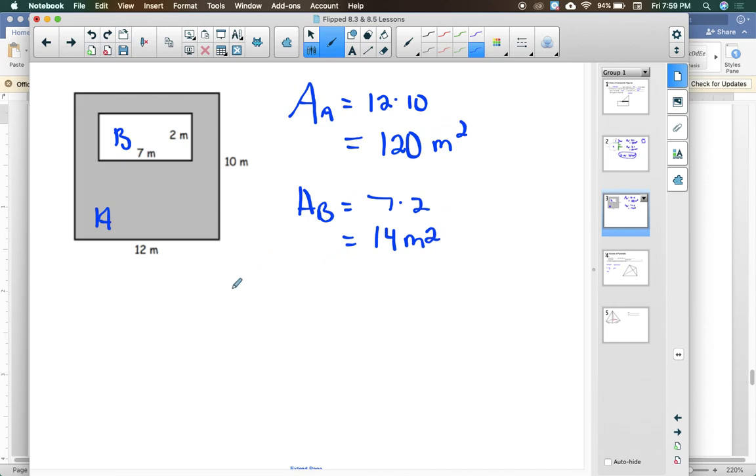And now remember, we're not adding this time, we are subtracting, because it's like a big piece of wood that we're cutting out a piece from to get that gray shaded region. 120 minus 14 is 106 square meters.